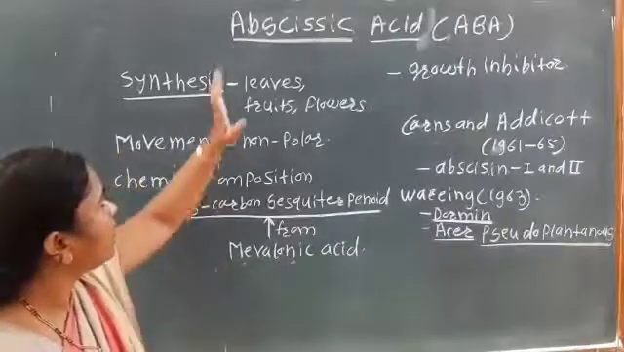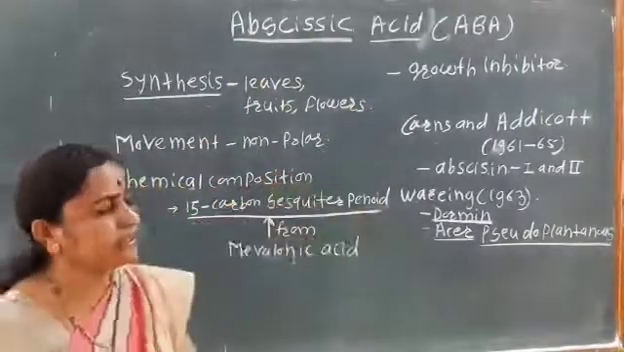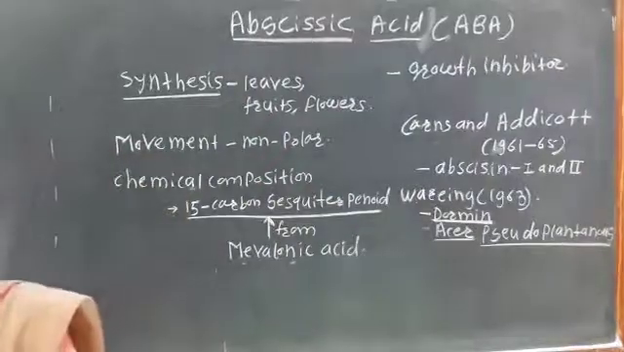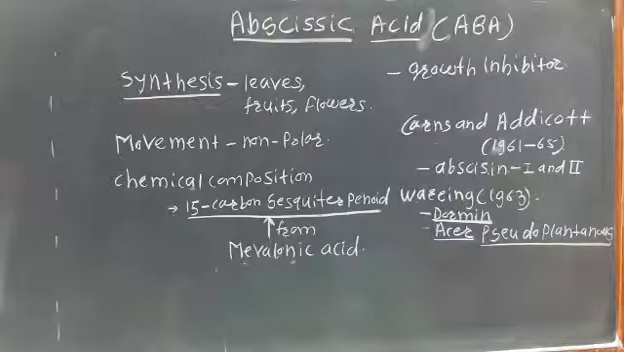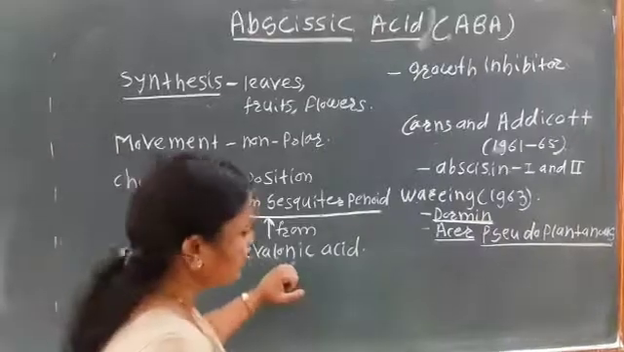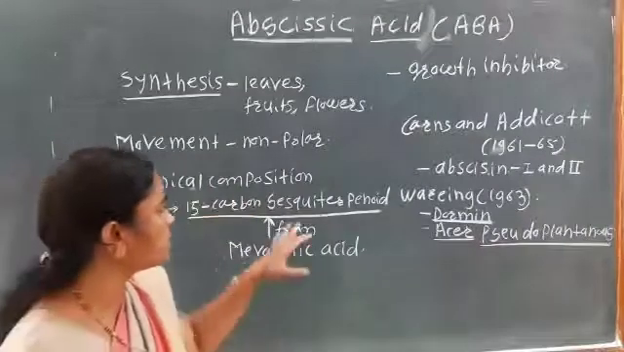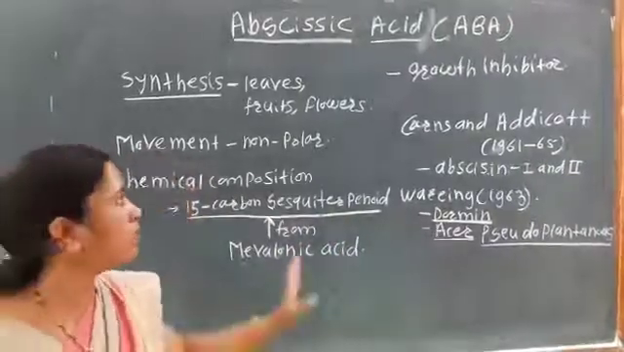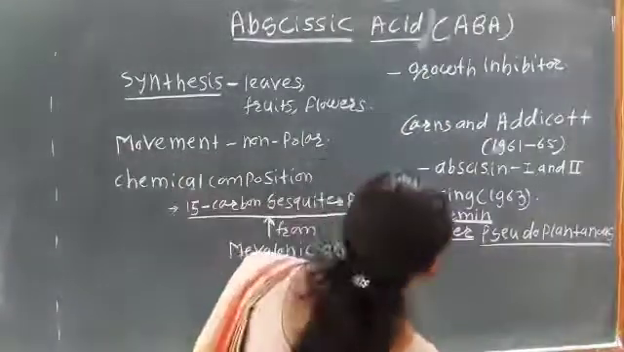So that is some introduction of abscisic acid. Abscisic acid is a growth inhibitor, mainly synthesized in the leaves, fruits and flowers. The movement of abscisic acid is non-polar, and chemically it is a 15 carbon terpenoid synthesized from mevalonic acid. So that is the introduction of abscisic acid, and next is the physiological effects of abscisic acid.